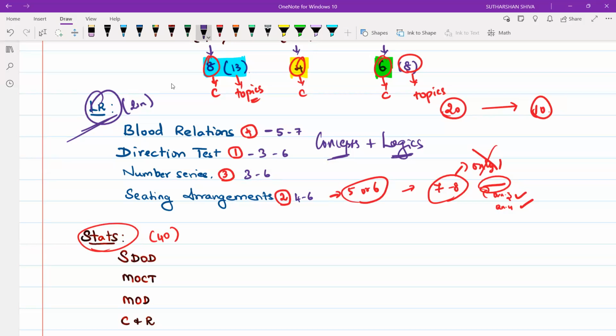Never expect from number series that I need 5 questions, or in direction test I need exactly 5. Don't expect that from ICAI. They have only given 20 marks. They will ask for 20 marks. You don't know what comes. Whatever I say, 5 to 7, 3 to 6, 3 to 6, is based on past analysis. So make sure you are focusing on the concepts and the logics.